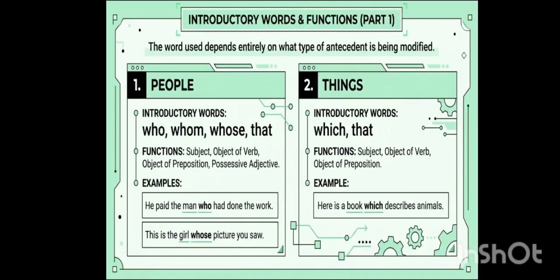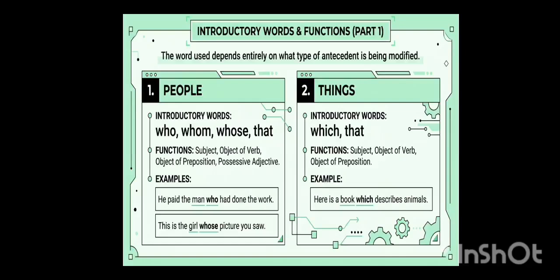Now, how do we choose the right introductory word? It depends entirely on whether your antecedent is a person or a thing. Let's look at the first box. It's about people. When we talk about people, we use who, whom, whose, or that. "He paid the man who had done the work." Man is a noun, is a person. Yeah, so we use who. "This is the girl whose picture you saw." Whose shows possession. It means the picture belongs to the girl.